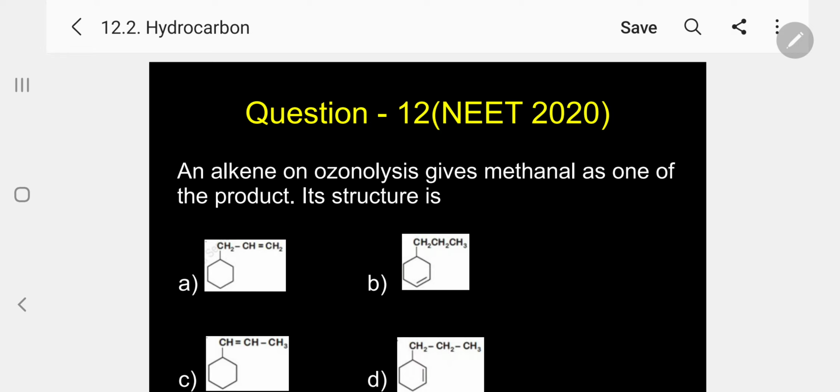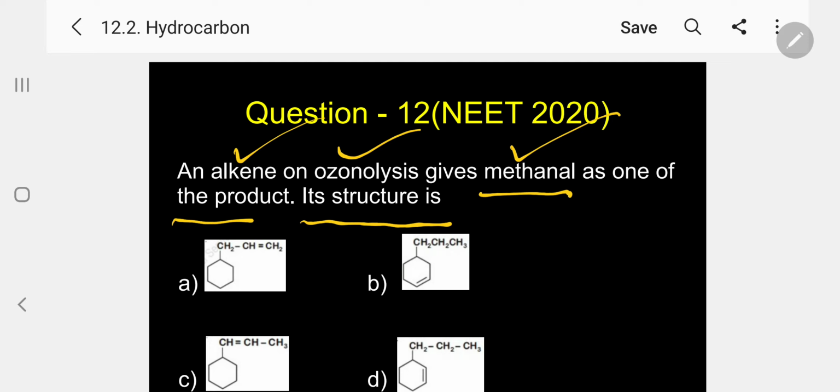Kindly follow. An alkene on ozonolysis gives methanol. Please follow: methanol is the IUPAC name, methyl alcohol the common name. As one of the products, its structure is, kindly follow, its structure is.